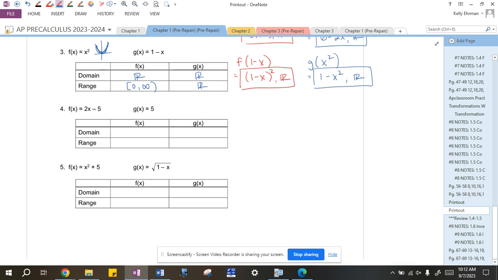For number 4, we're back to linear, all reals for f. Now 5 is linear, but it's a horizontal line, so all reals for its domain, but just the number 5 for its range.